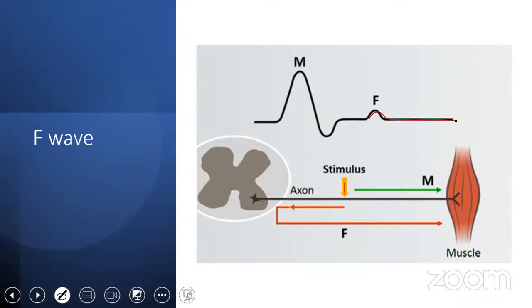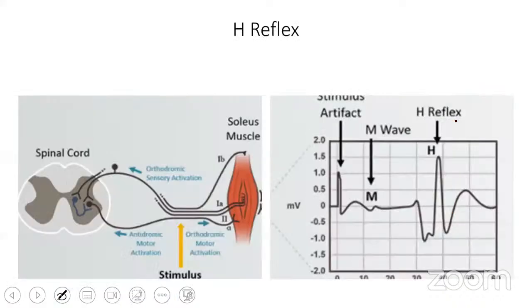So when you stimulate the peripheral nerve, it goes antidromically to the anterior horn cell and comes back via the same nerve to generate the F wave. And the H reflex is similar, and you can see the antidromic motor activation. You are applying the stimulus here, it goes to the anterior horn cell. Also, the sensory nerve activation goes there, and some orthodromic motor conduction takes place.